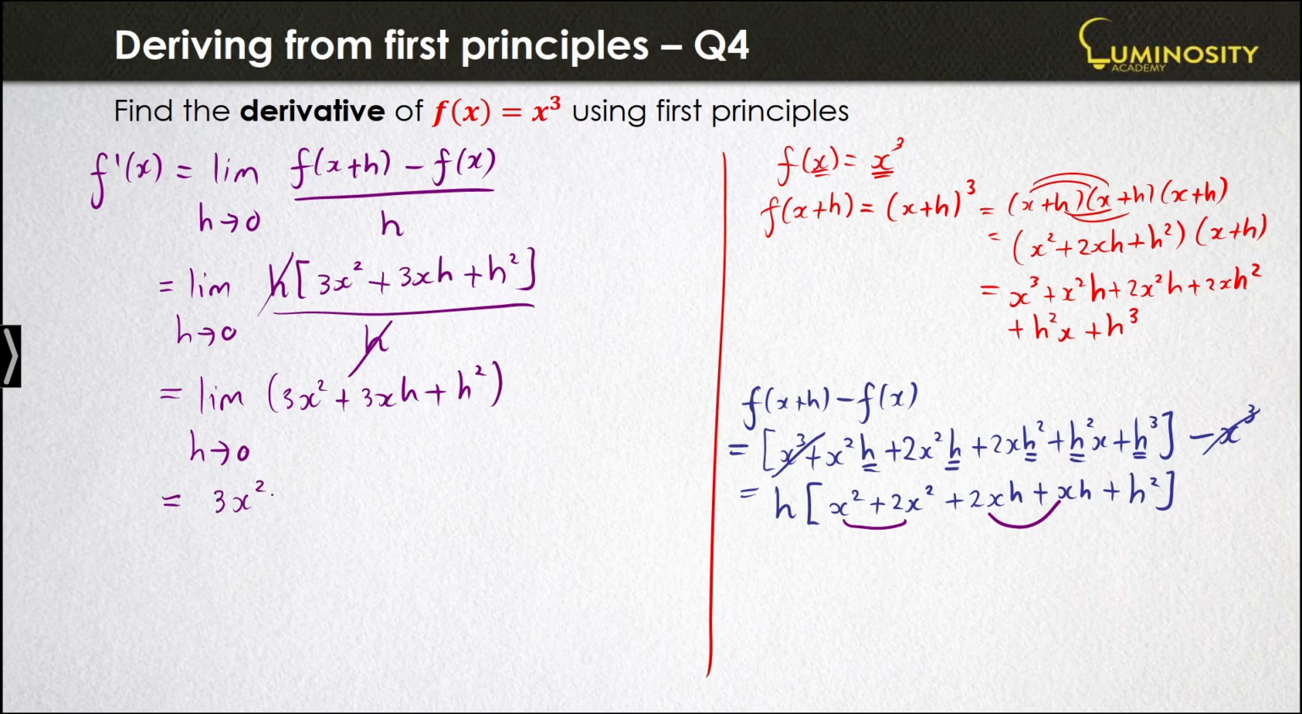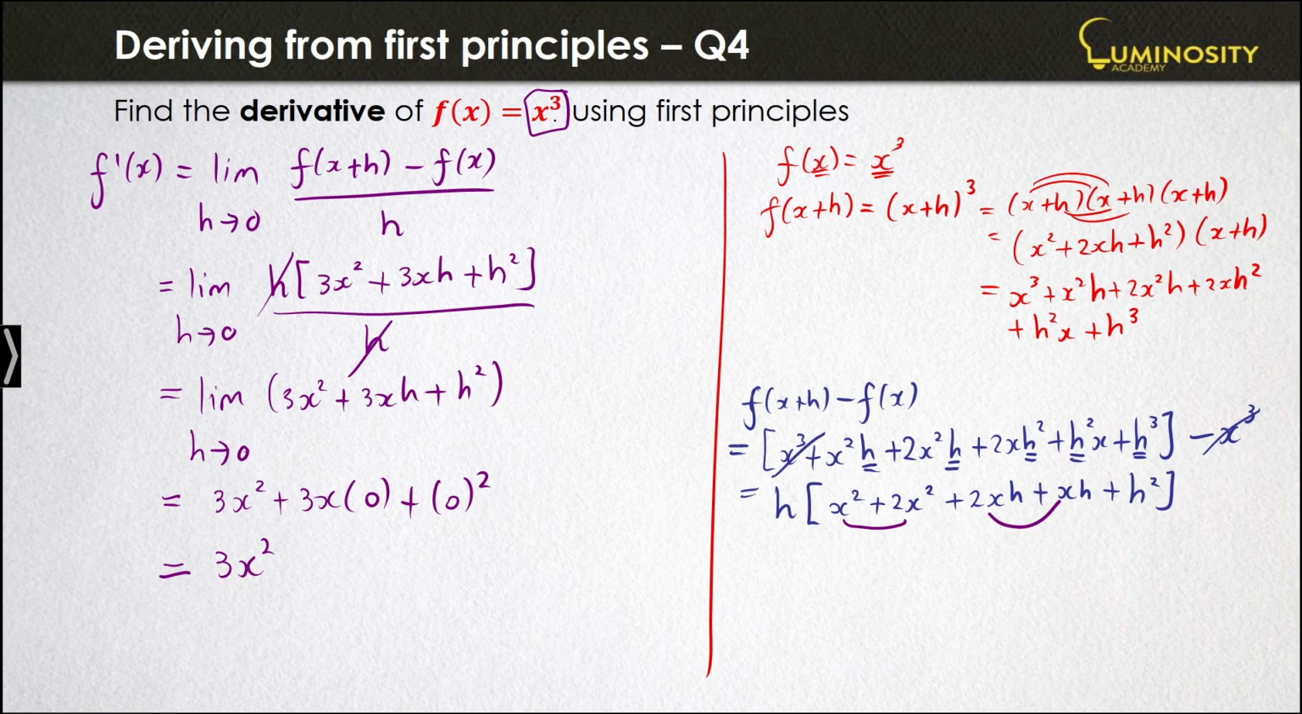So it becomes 3x squared plus 3x times 0 plus 0 squared. So now that just leaves you with 3x squared. So again, notice the pattern. We started off with x cubed, and now we've got a 3x squared. So we went from a cubed term to a quadratic term, a third degree polynomial to a second degree polynomial.